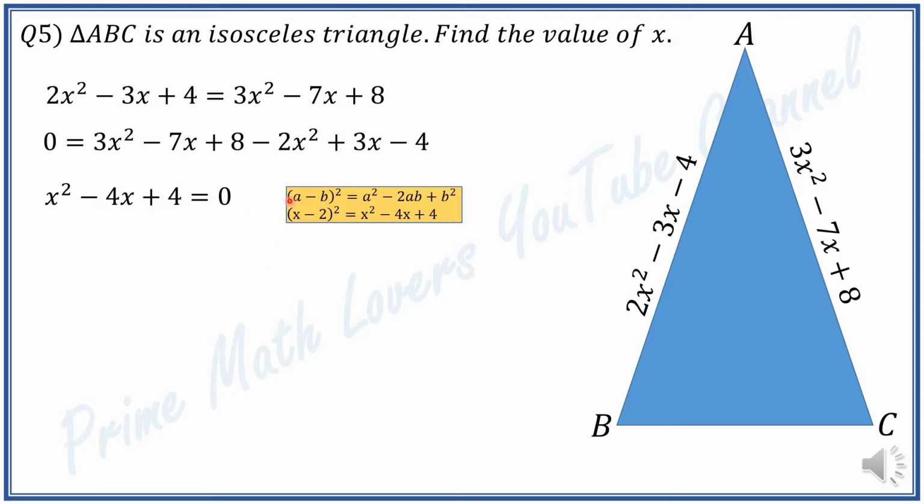We know from algebra, from this identity that states that a minus b squared is equal to a squared minus 2ab plus b squared. And if we apply this to x minus 2 squared, we will have x squared minus 4x plus 4. Exactly what we have in our equation. It means that we can rewrite this side of the equation as x minus 2 squared is equal to 0. And if we take the square root of both sides, we will have x minus 2 is equal to 0. And if we take negative 2 to the other side, it will be positive 2. So therefore, x is 2.